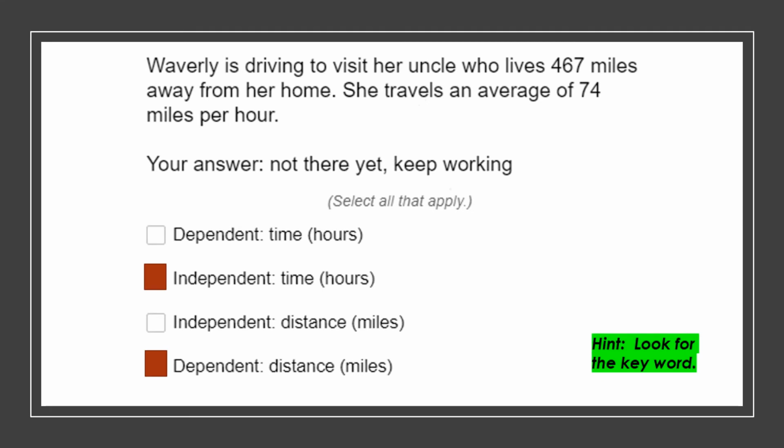Here are the answers that you were looking for with Waverly. They have the key word in this scenario, the word per, so miles per hour. So miles is your dependent quantity, and that is talking about distance, and it's being measured in miles. And then your independent quantity is time, and you're measuring it in hours.